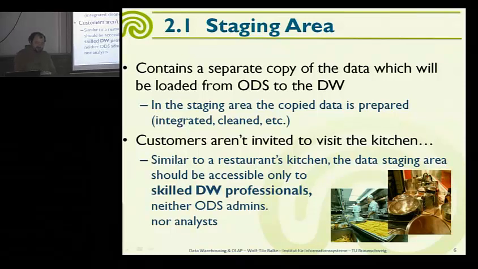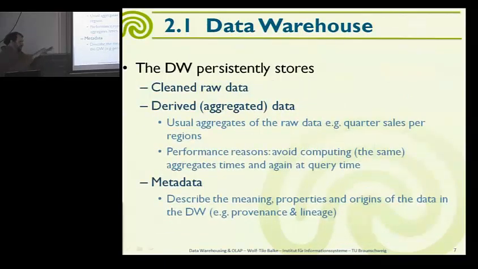So this is one important thing that we can learn from restaurants, which is good. Okay. Then we got the central part, the data warehouse, right? And the data warehouse stores the cleaned raw data. So everything that we prepared in the staging area is loaded into the data warehouse.